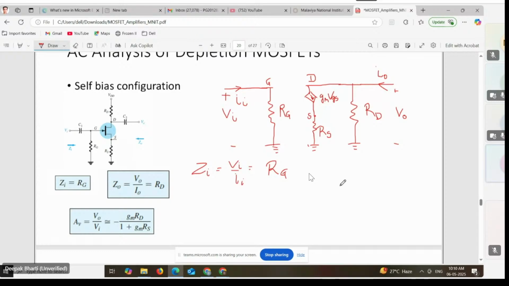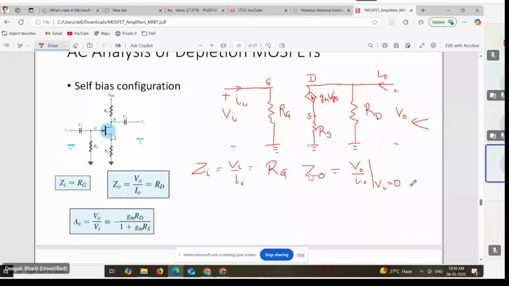Okay. Now what next is Zo. So what is Zo by definition? Zo by definition is the ratio of Vo and Io at 0 volt of Vi. Meaning we have to short the input voltage and then look into the network from this side and take the ratio of Vo and Io. So to find this, what will we do?